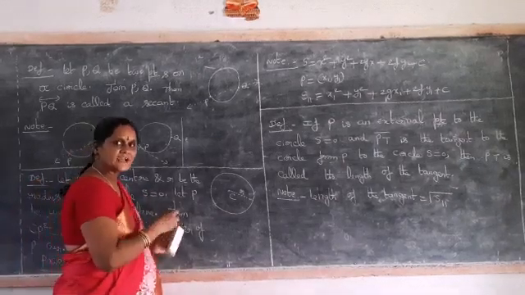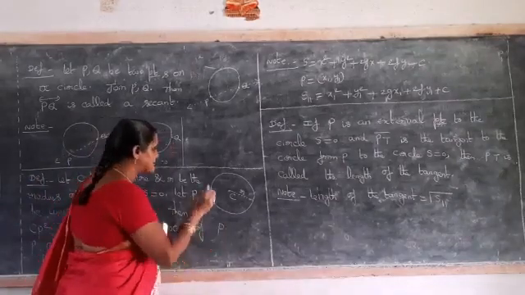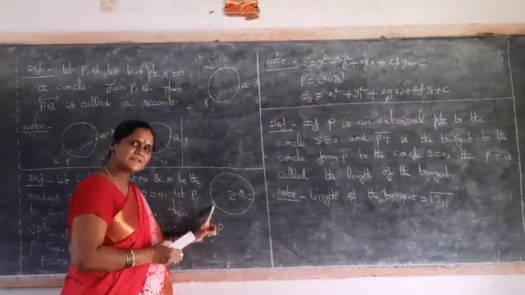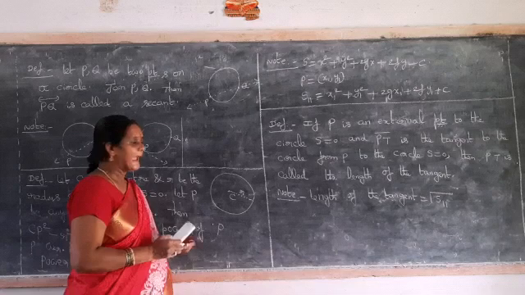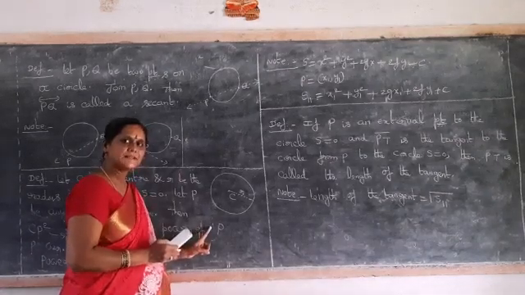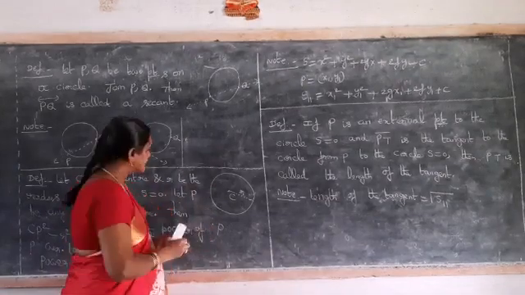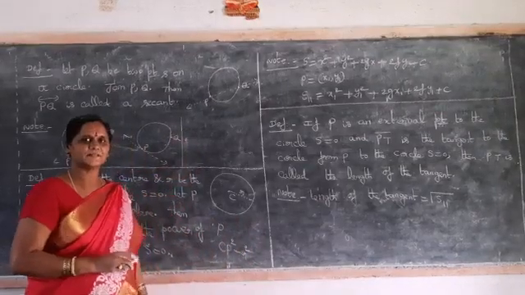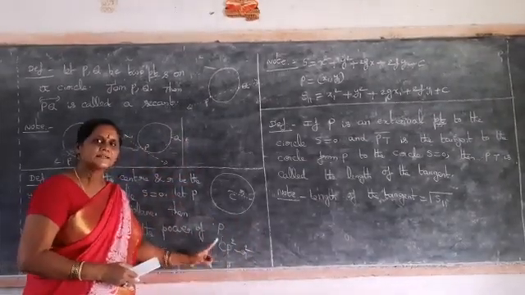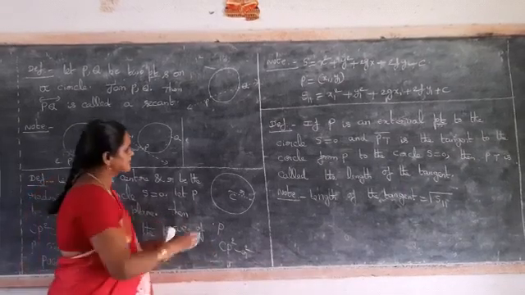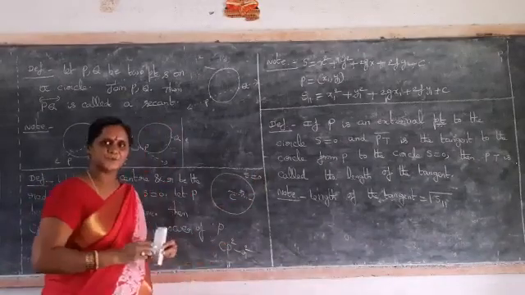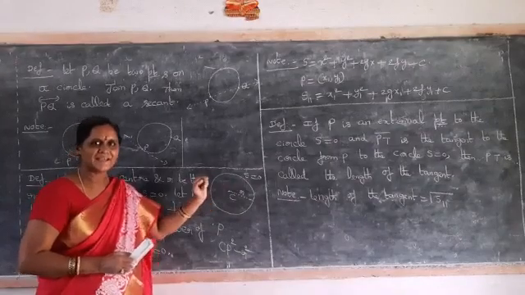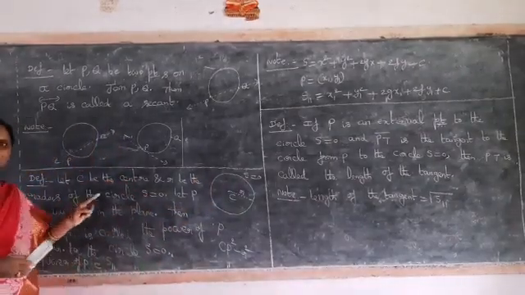On this plane you consider the point to be at any place. You can take it anywhere, that is, outside the circle, on the circle, or inside the circle. I have taken any point capital P on this plane. Then I find the quantity CP square minus r square. Then this quantity is called the power of capital P with respect to the circle S is equal to 0. The equation of this circle is taken as S is equal to 0.